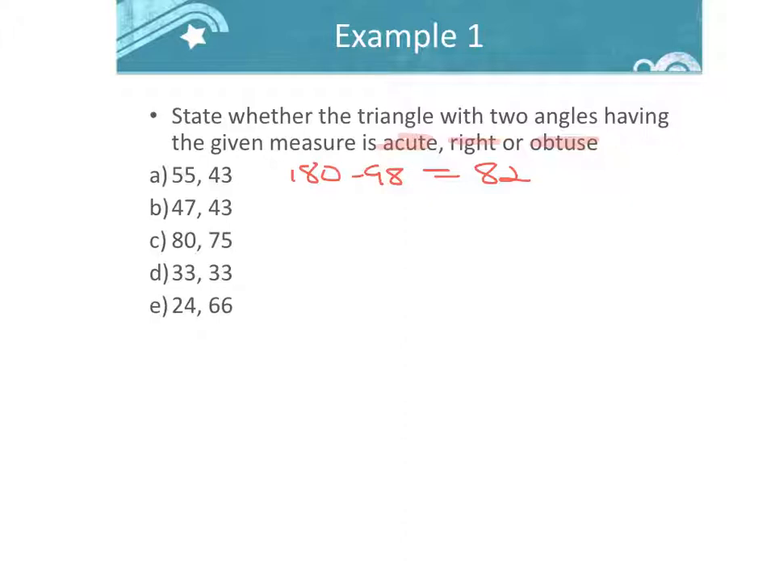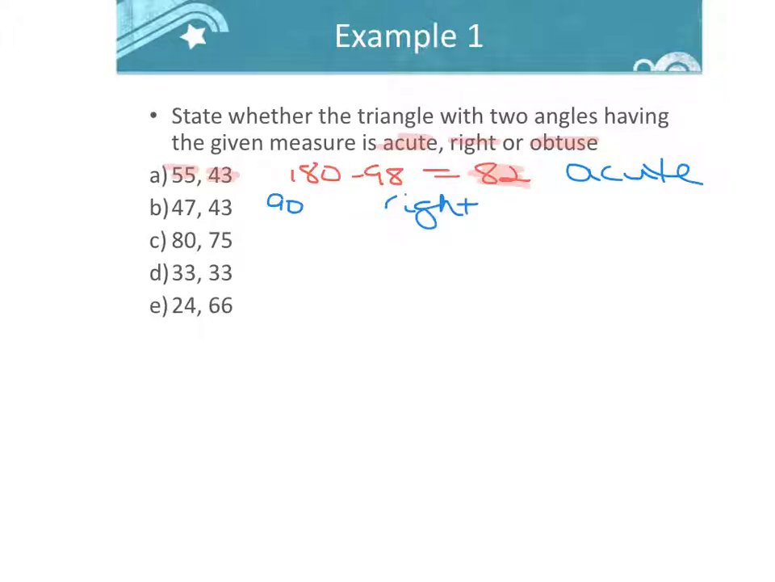So now I have a 55-degree angle, a 43, and an 82. Which one is it gonna be, acute, right, or obtuse? They're all less than 90, so it's acute. It's a cute little tiny triangle. All right, 43 plus 47. How much does that give me? 90 degrees. So I know that this is going to be a right triangle.